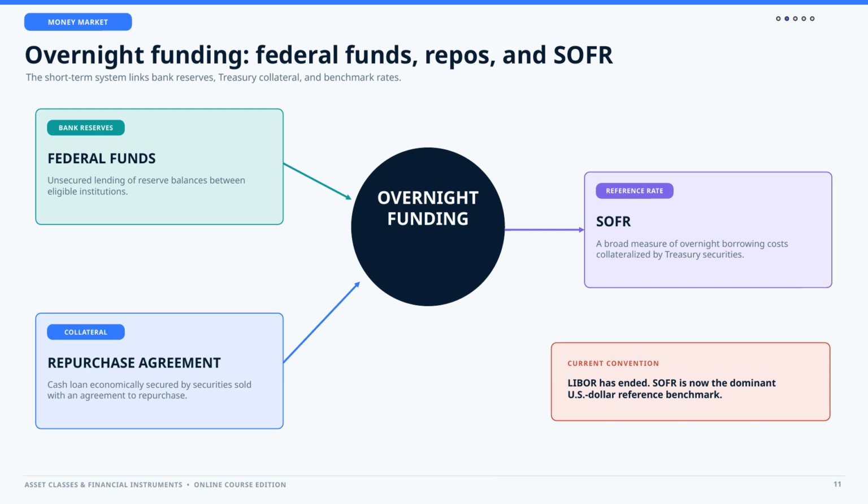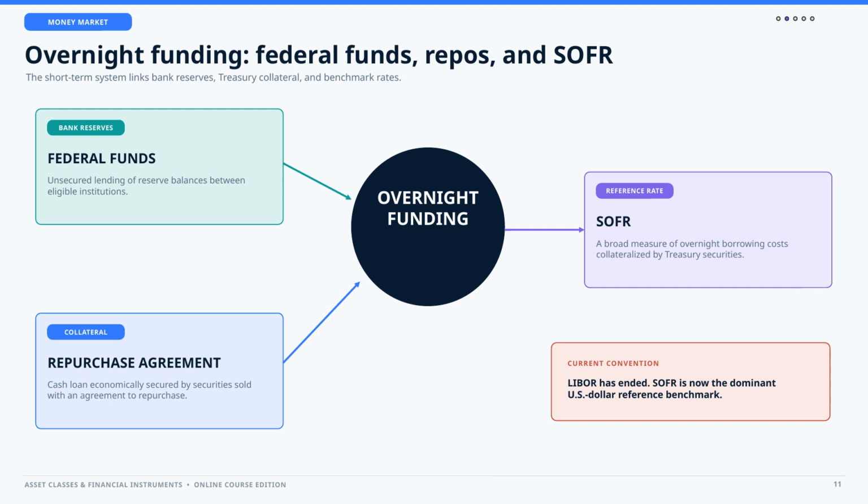The original chapter emphasized LIBOR. That benchmark has now ended, and SOFR has become the dominant U.S. dollar reference rate. This update matters because benchmark design influences loans, derivatives, floating rate securities, and valuation across the financial system.